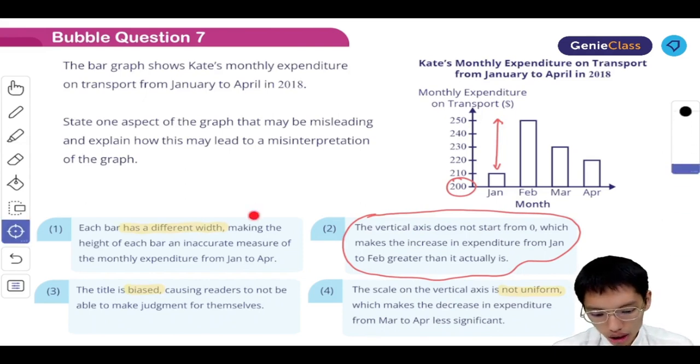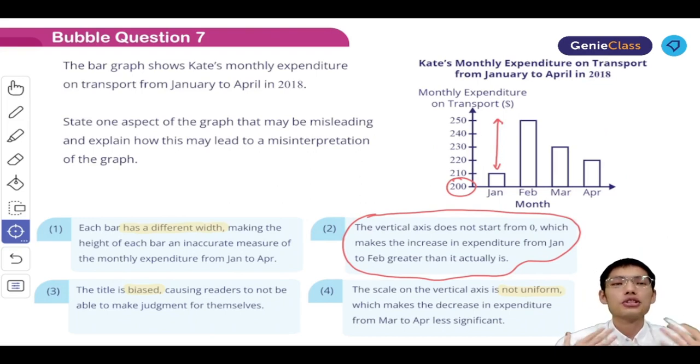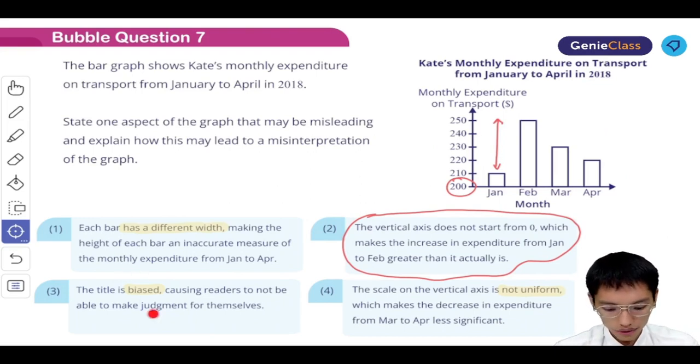Then again, all these four explanations are possible ways to explain an aspect of the graph that may be misleading. But because this is not displayed here, this is not displayed here, this is not displayed here, that is why these options are wrong for this question. But all four of them are possible explanations for certain questions depending on context.